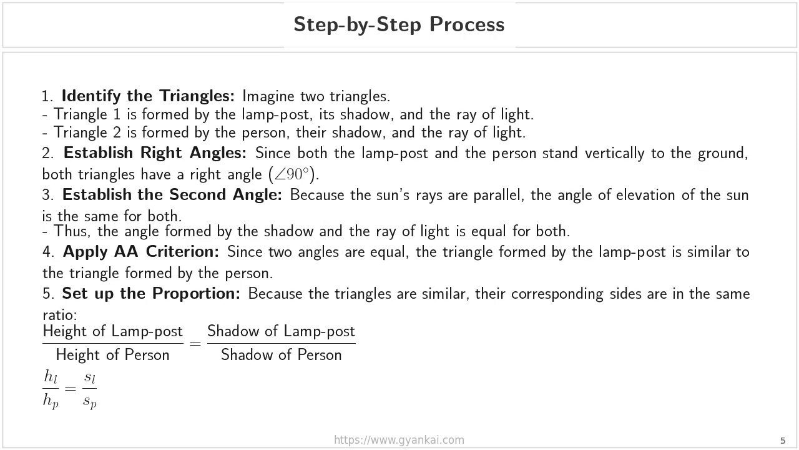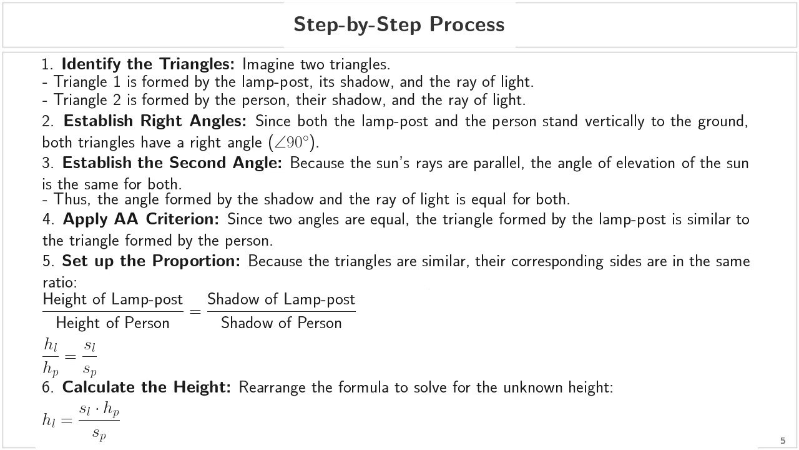Fifth, once we have established similarity, we can set up a proportion. Because these triangles are similar, their corresponding sides must be in the same ratio. This means the height of the lamppost divided by the height of the person is equal to the length of the lamppost's shadow divided by the length of the person's shadow. In mathematical terms, we write this as h_L over h_P equals S_L over S_P.